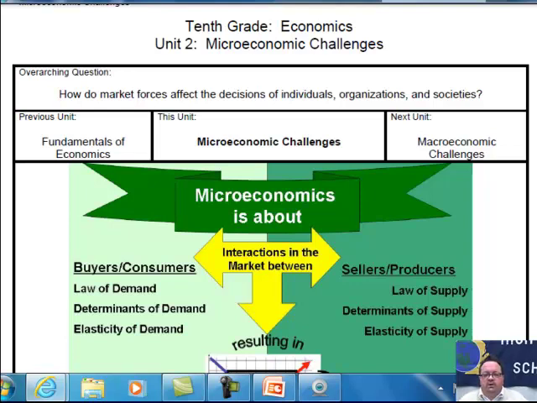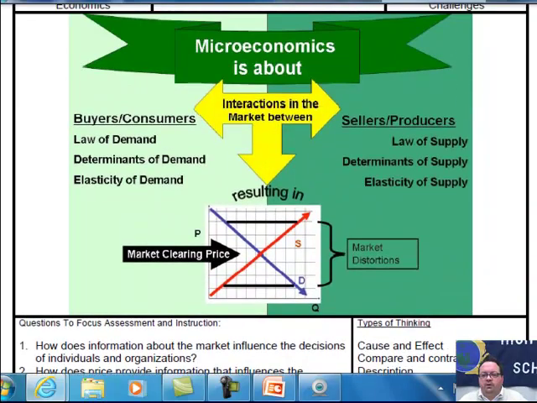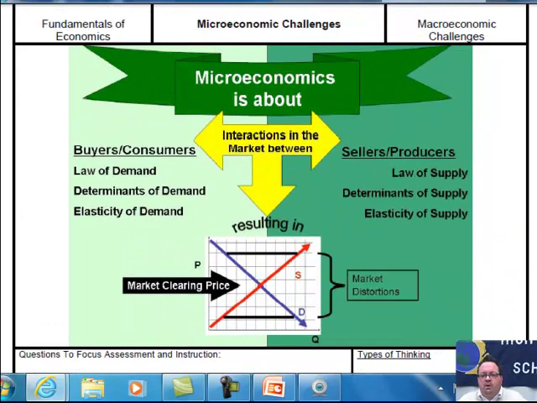Or governments. So let's take a look here, and we will scroll down and I'll show you this picture. This is the basis. You can probably learn more from this graph here than just about anything else. So if you really want to know what this unit is about, this graph does a great job. Microeconomics is about the interactions in the markets between buyers, which are buyers and consumers, us, and then sellers and producers, people selling a good or service.